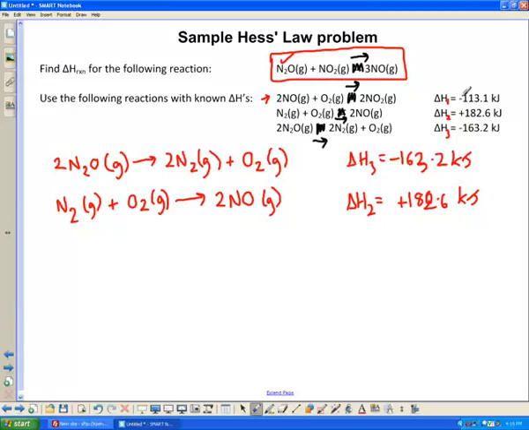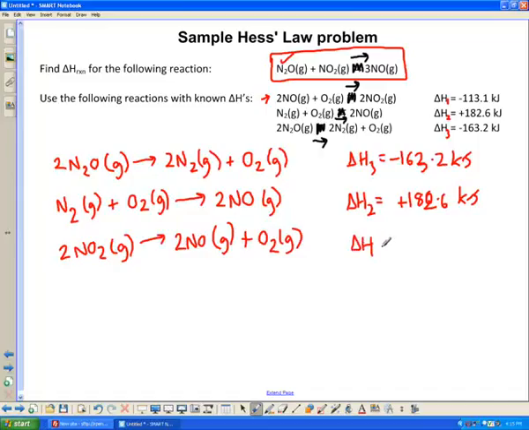So when we flip the reaction, we flip this value as well. So therefore, 2NO2 gas goes to 2NO gas plus O2 gas. Alright? And because we flip that, we're going to flip the sign of this as well. So this is going to be positive 113.1 kilojoules.